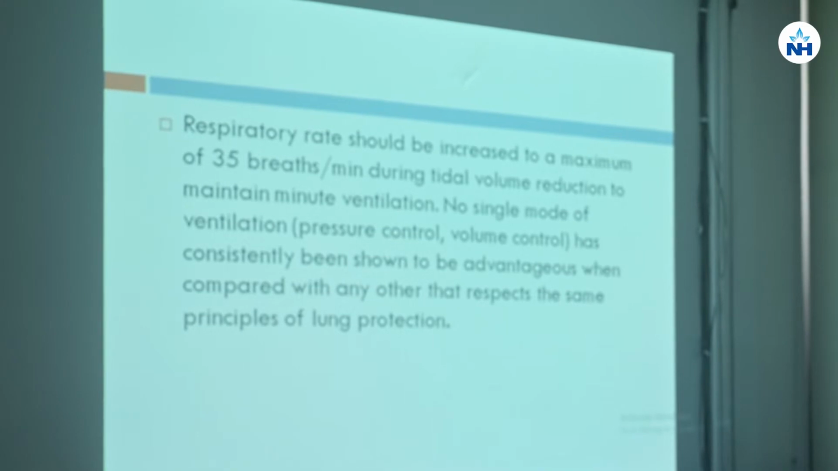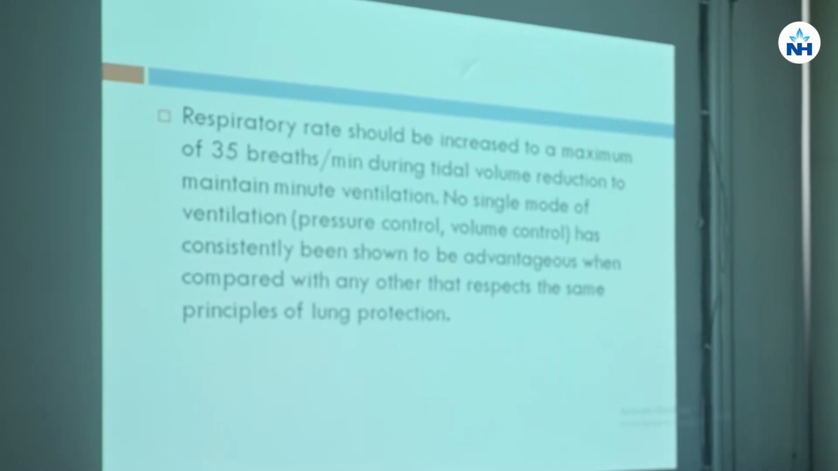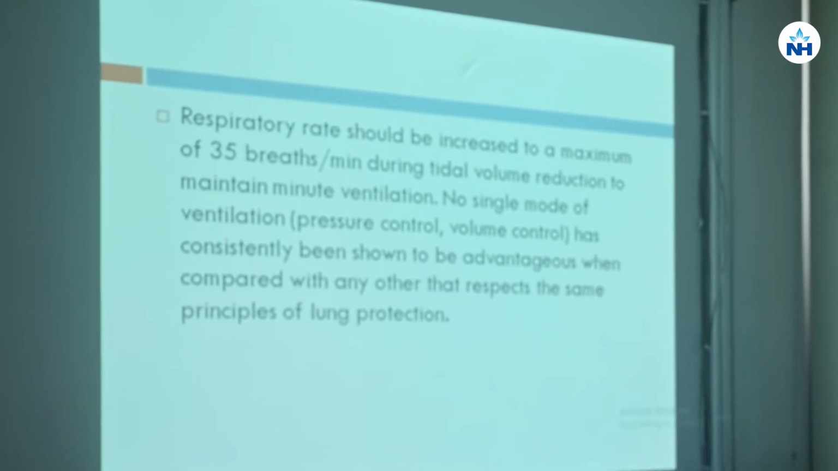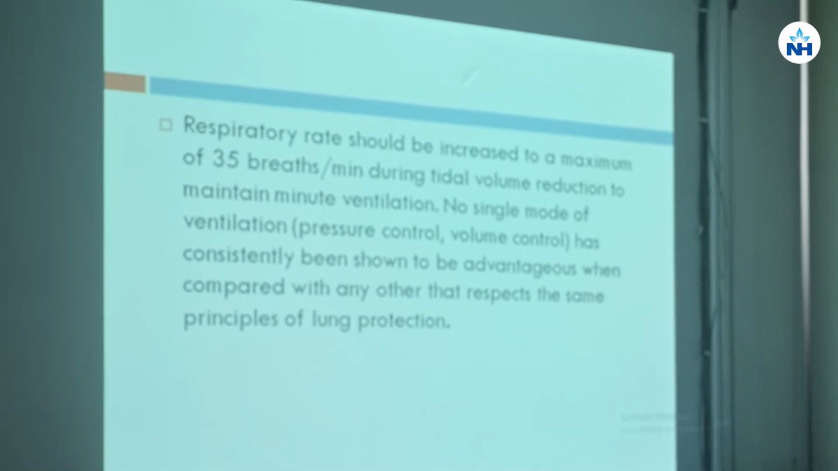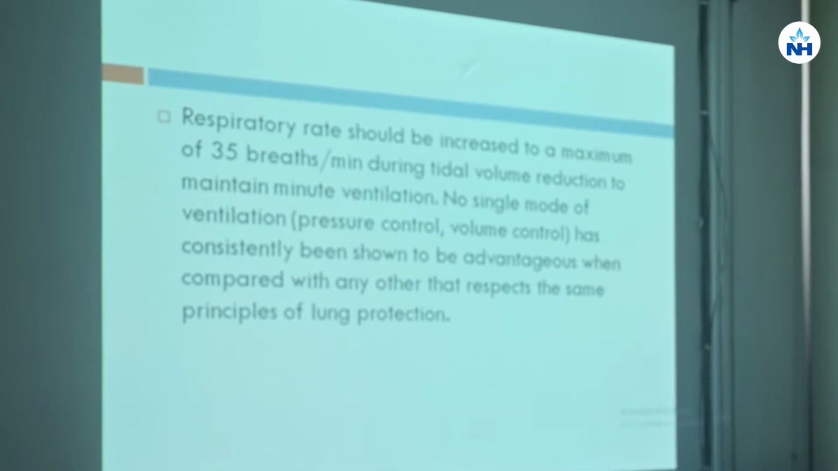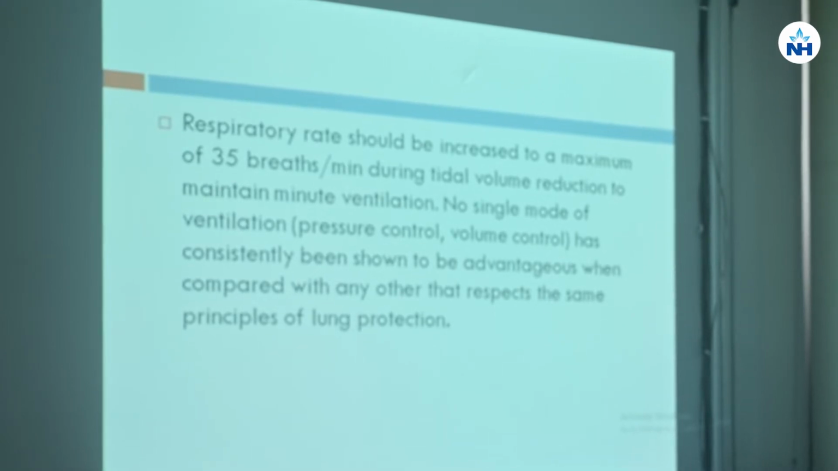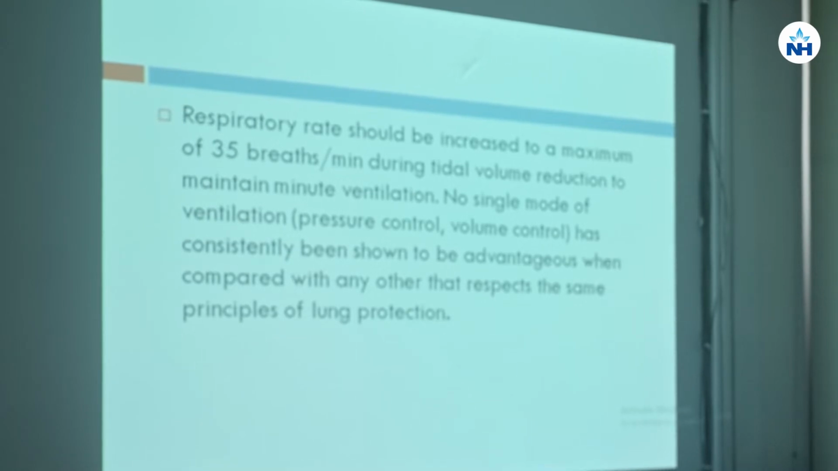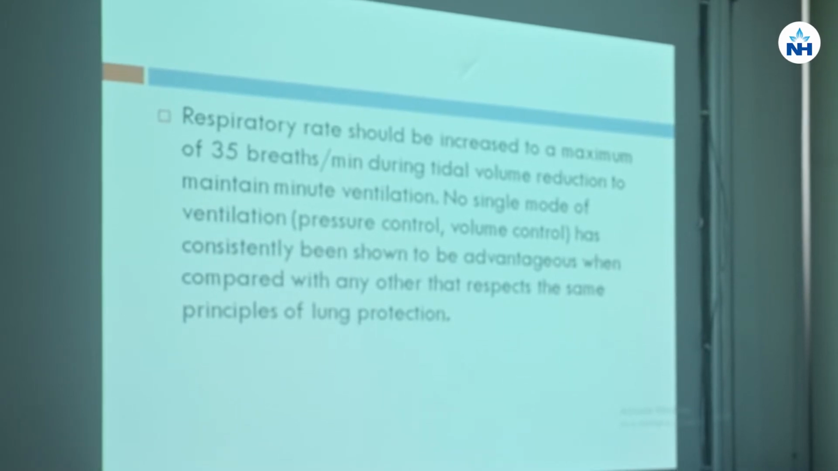So, no single mode of ventilation, pressure control or volume control, has consistently shown advantage over another. This is very important because we now have a lot of fancy equipment, like diaphragmatic sensing, etc. But there are other modes, APRV, bi-level ventilation. But nothing has shown that it does anything to the mortality. So get yourself familiar with the basic equipment that you have, with the basic volume control and pressure control mode, so that you know exactly what is happening.